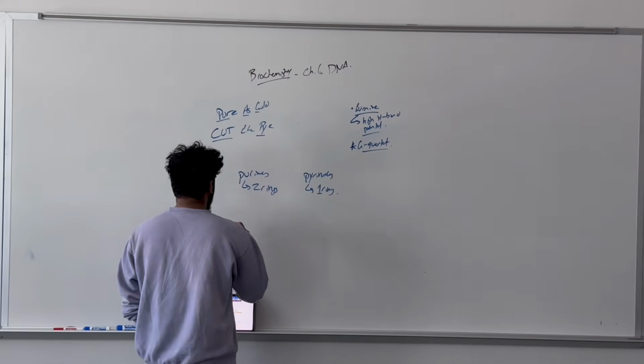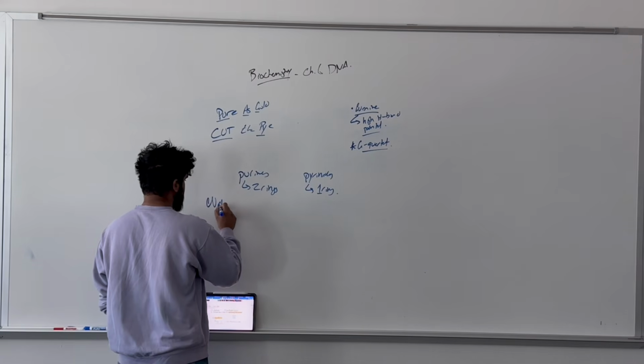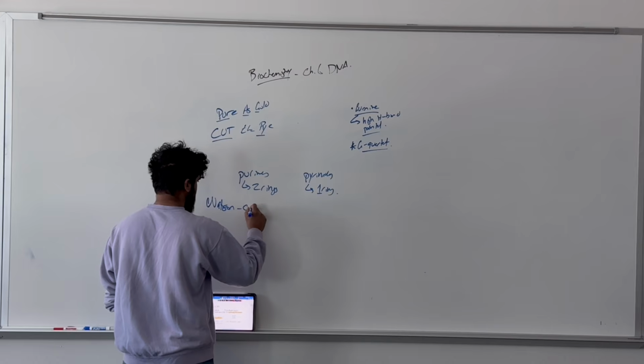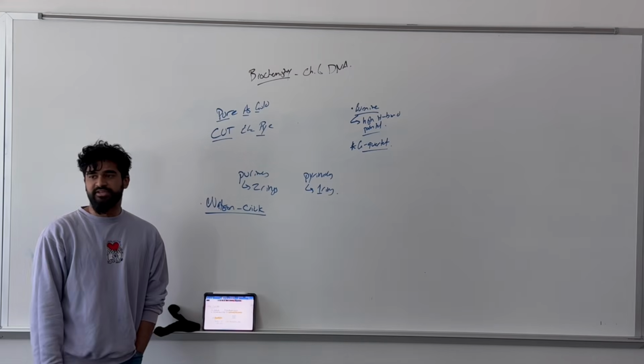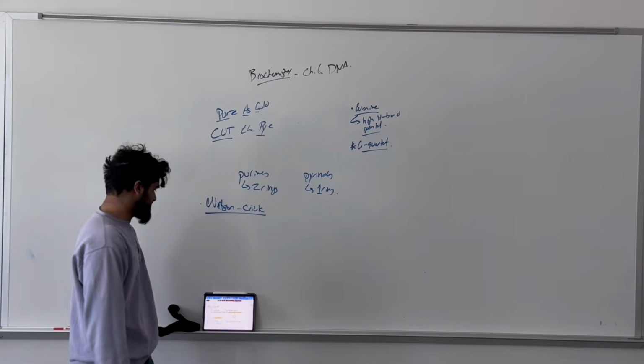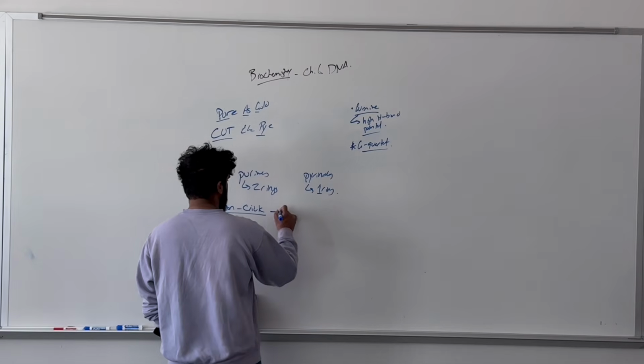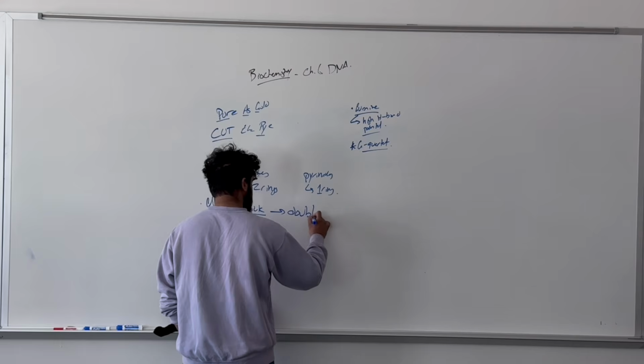Okay, we have the Watson and Crick model. Why is it Watson and Crick? It's because it's stolen. They didn't actually discover this. The double helix.